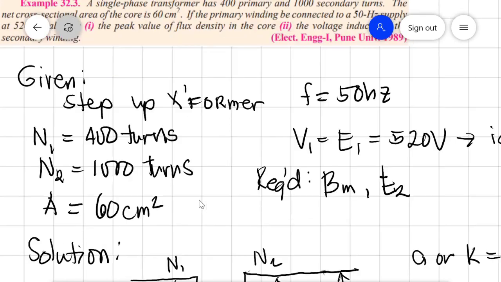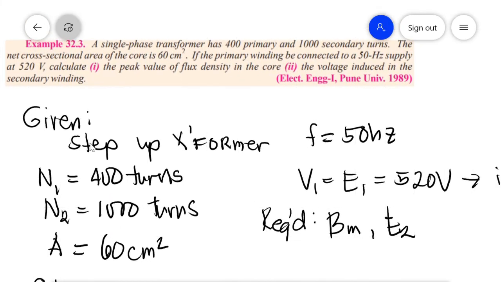So we have here the given. This is a step-up transformer, as you can see, because at the primary you have 400 turns, which is less than in the secondary. We have 1,000 in the secondary, so it will step up the voltage at the secondary. So N1 is 400 turns, N2 is 1,000 turns. Our area, big letter A, is 60 square centimeters. Frequency of the transformer is 50 Hz. The given voltage here is the supply.